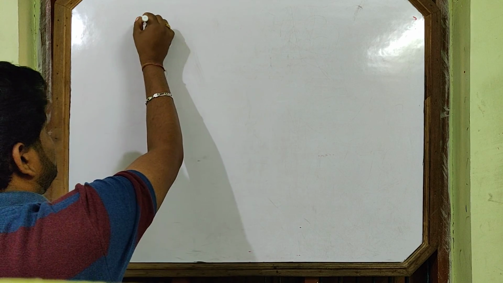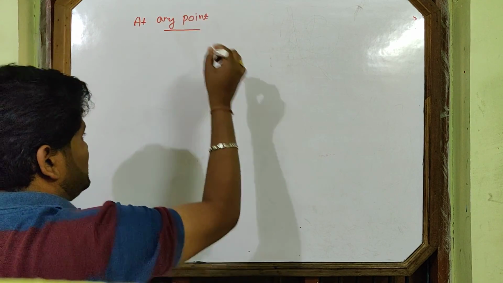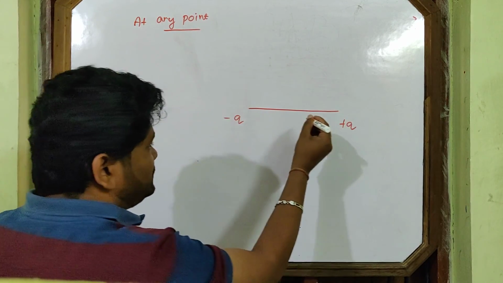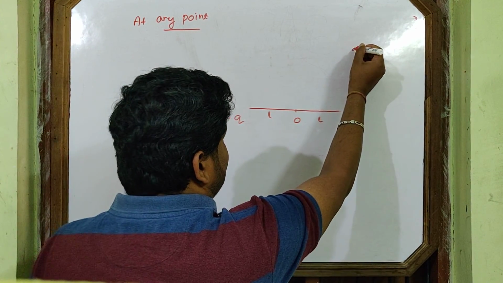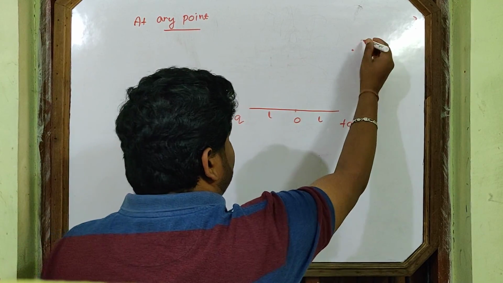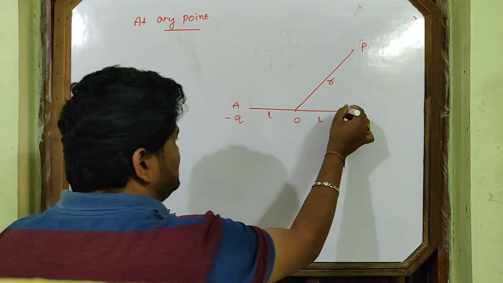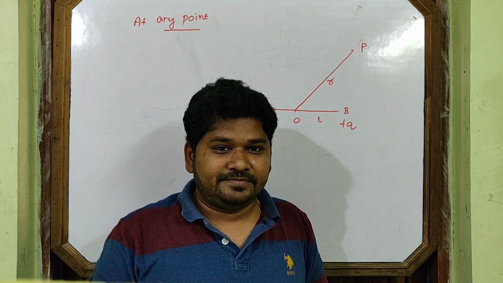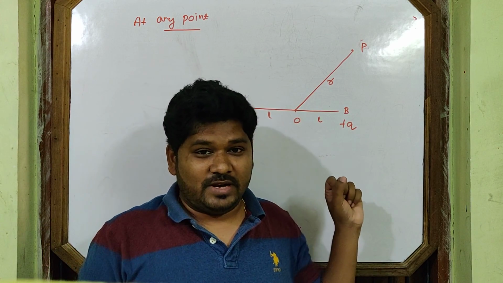Another thing: if the question asks to find the intensity at any point that is not on the axial line and not on the equatorial line, this is the dipole, minus q, plus q, center O, length L. If I tell you to find it at any point, suppose we take the point P here at distance r, with A and B as the charge points. What to do in this case? Will we write separately for plus q and for minus q? No, we will not do it like this.